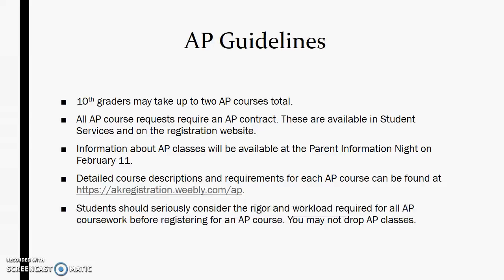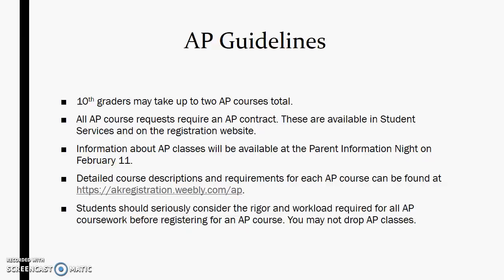Every AP class requires that you sign an AP contract. You can find those contracts available in Student Services, and you can also print them off of the registration website. You can get additional information about AP classes by attending the Parent Information Night on February 11th. There's also course descriptions and course requirements for every AP class that we teach that you can find on the registration website under the AP tab.